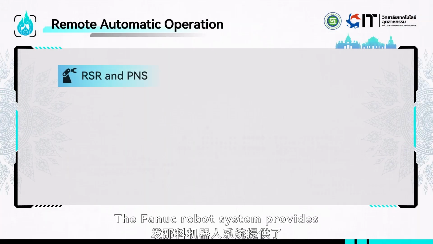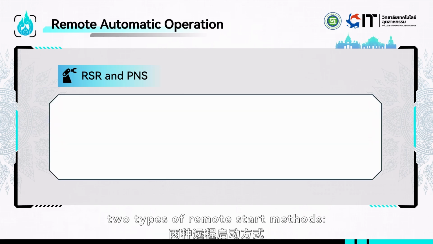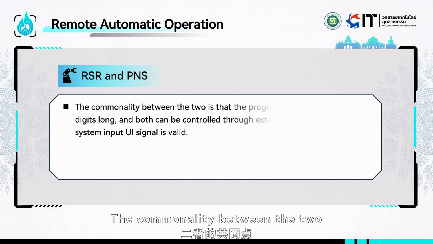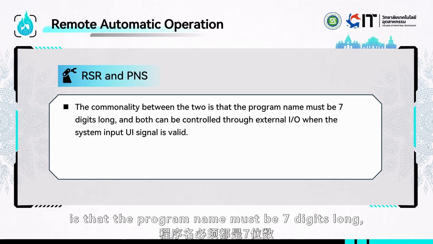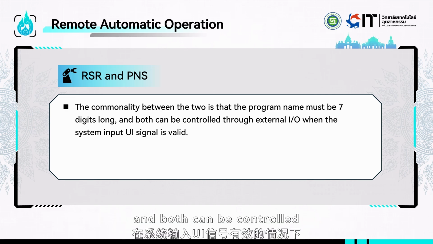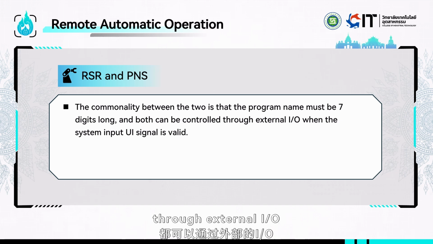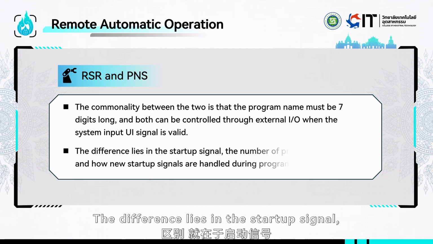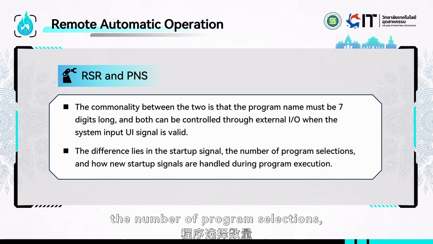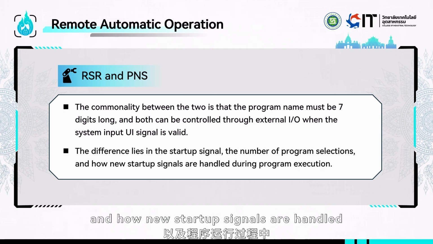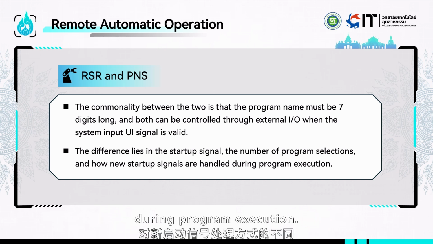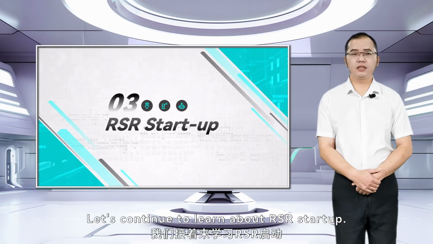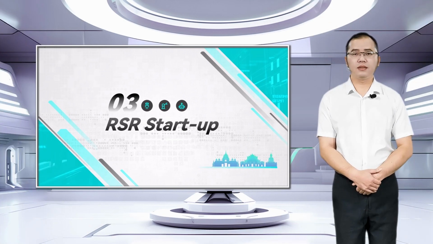The FANUC robot system provides 2 types of remote start methods, RSR and PNS. The commonality between the two is that the program name must be 7 digits long, and both can be controlled through external I/O when the system input UI signal is valid. The difference lies in the startup signal, the number of program selections, and how new startup signals are handled during program execution. Let's continue to learn about RSR startup.